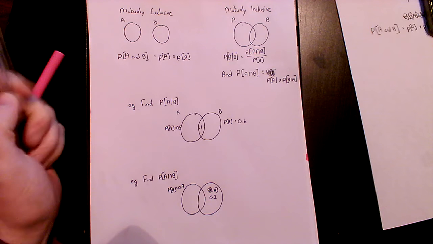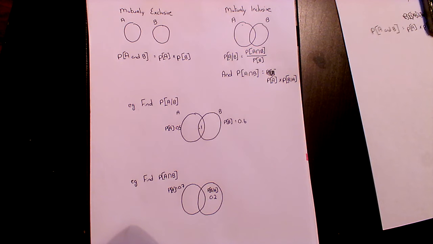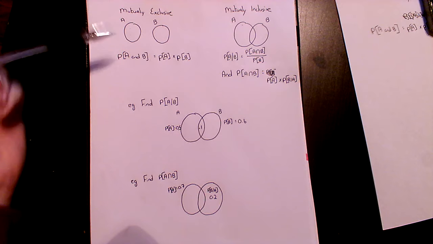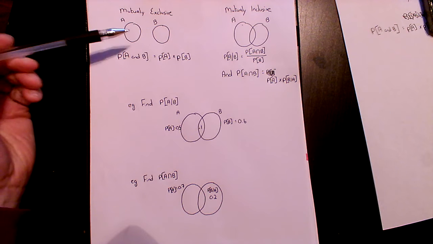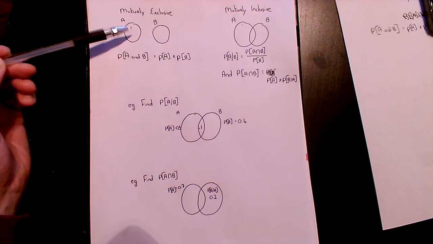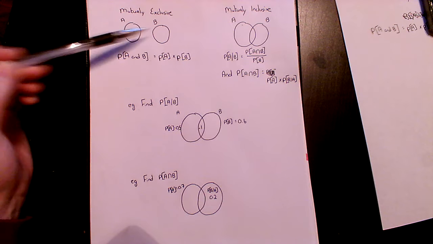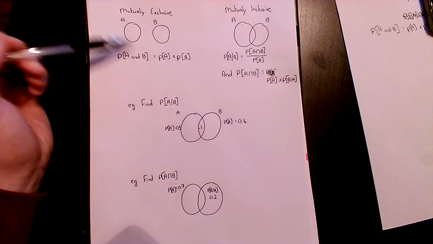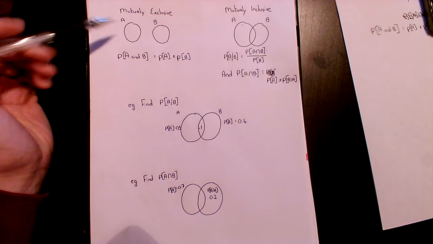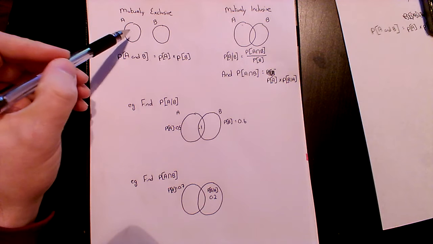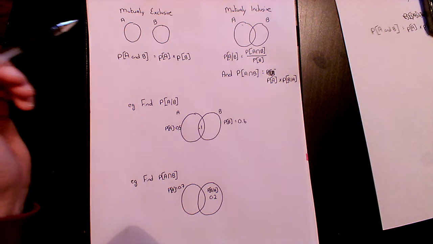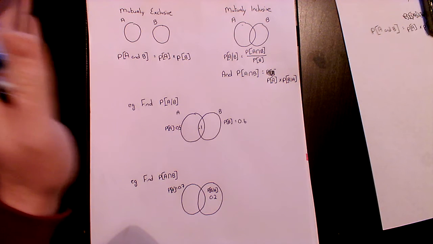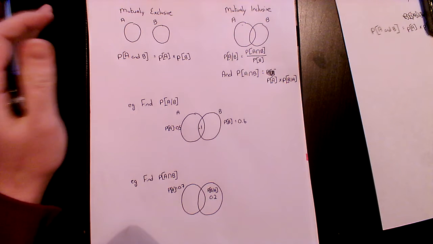Okay, so we said mutually exclusive events are when two events can't happen at the same time. So in this, if I choose A, well, I obviously can't choose B because there's no overlap. And if I choose B, I can't choose A. So there's no choice here that would give me A and B at the same time, because they're exclusive. Okay? One is not overlapping the other.